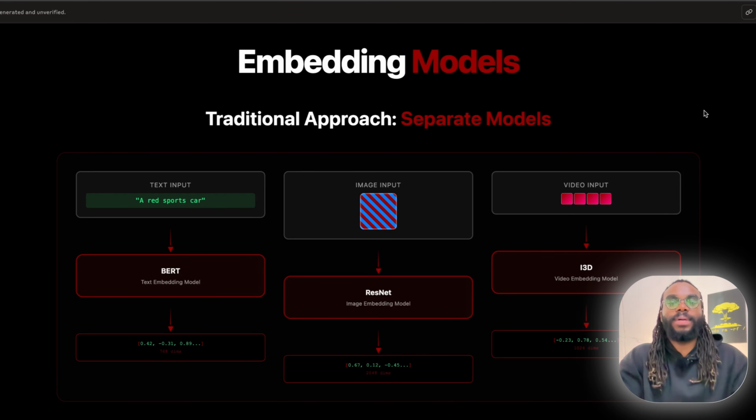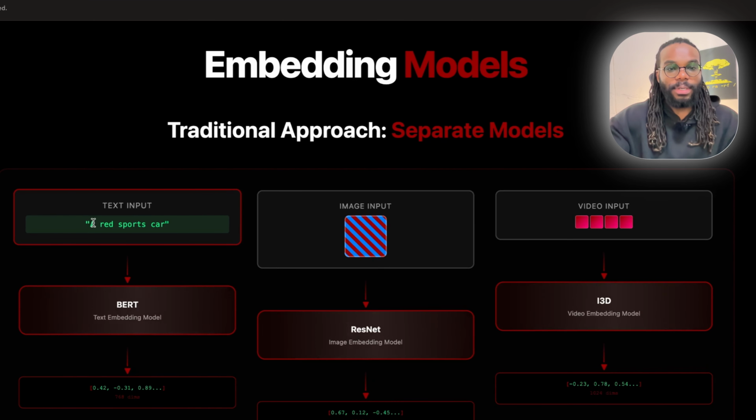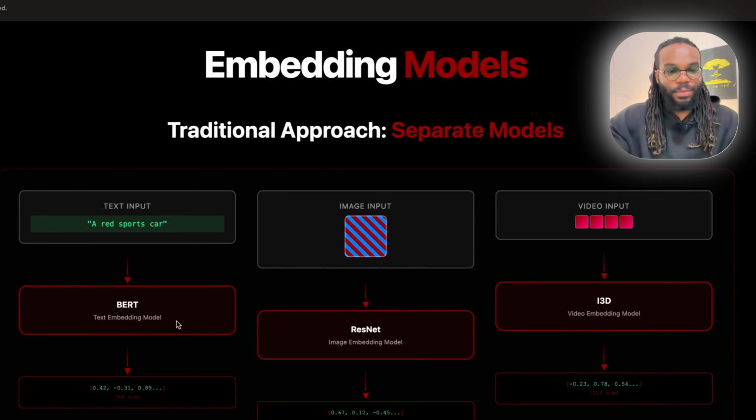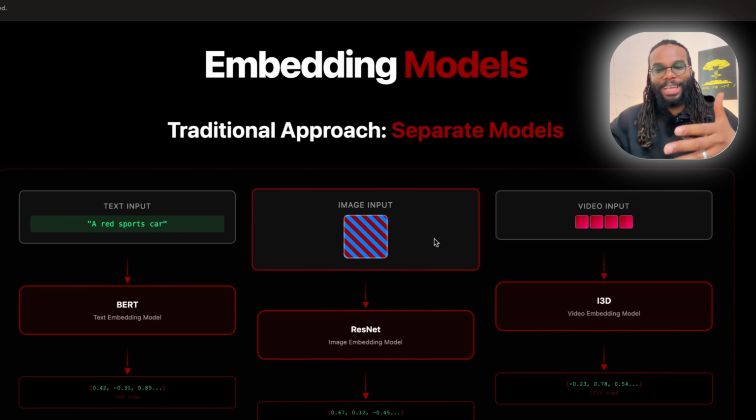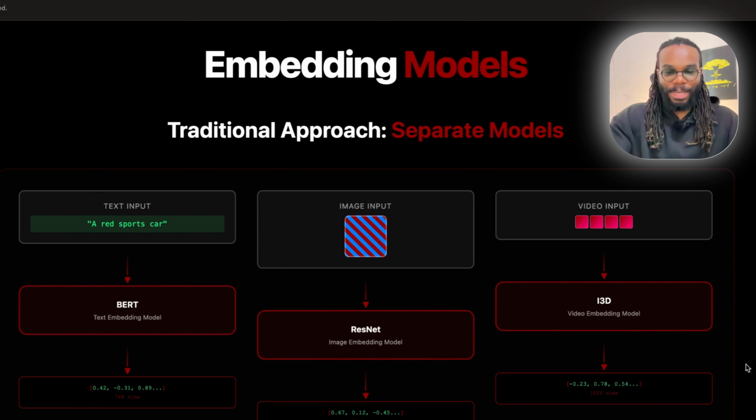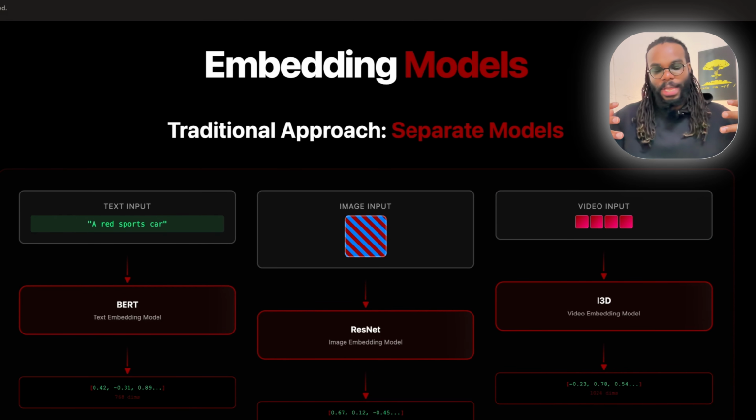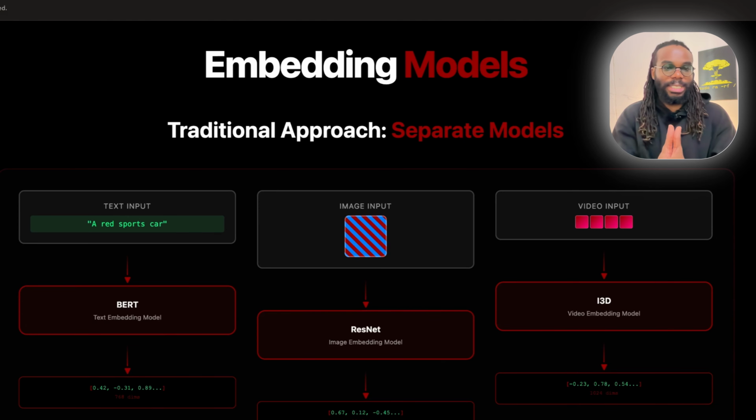Normally we have separate embedding models, where you have a text input, like a red sports car, which goes through an embedding model, and then you get the numerical representation. Then if you wanted to capture semantics based on images, you have to use a separate embedding model. And then for video, you have to use a separate one. So you can see how your AI infrastructure, your AI stack, can start to expand.